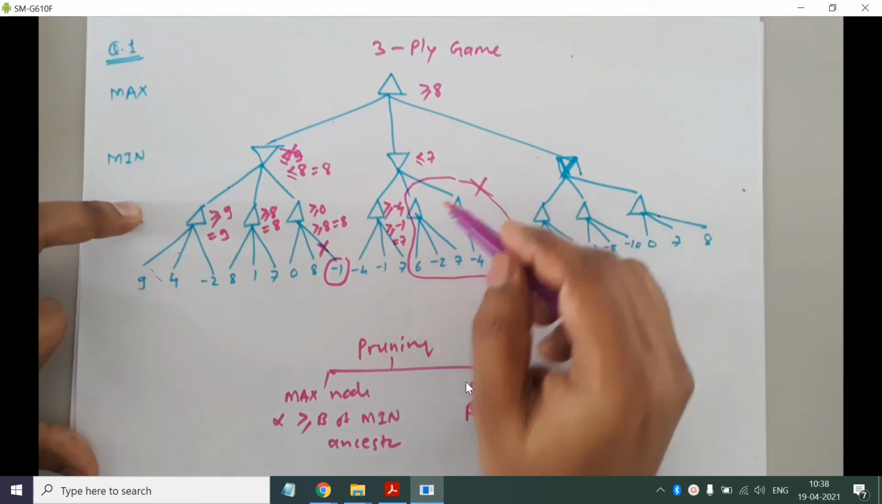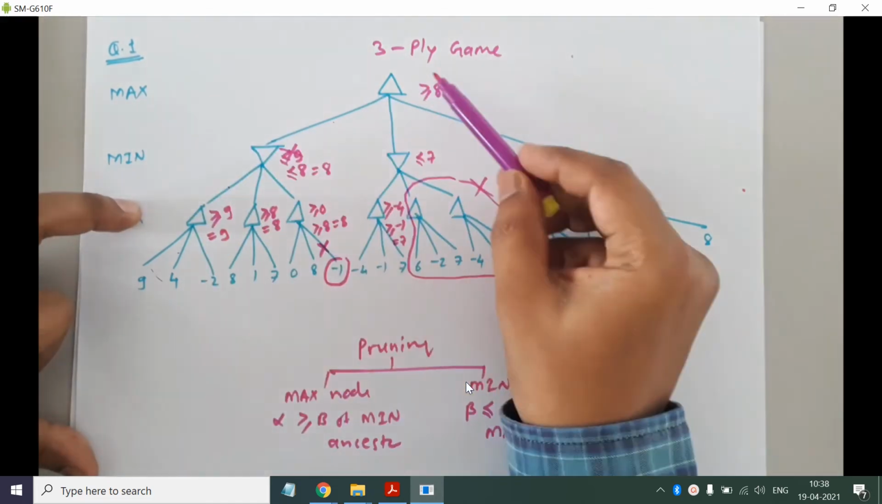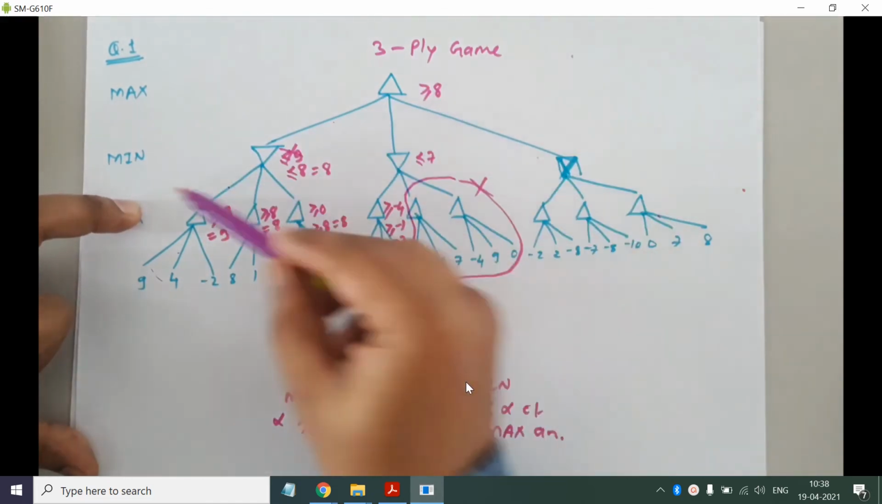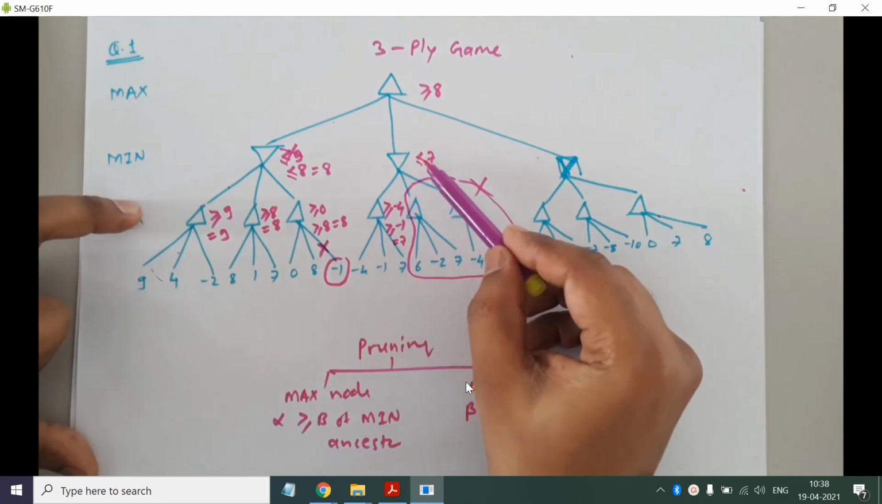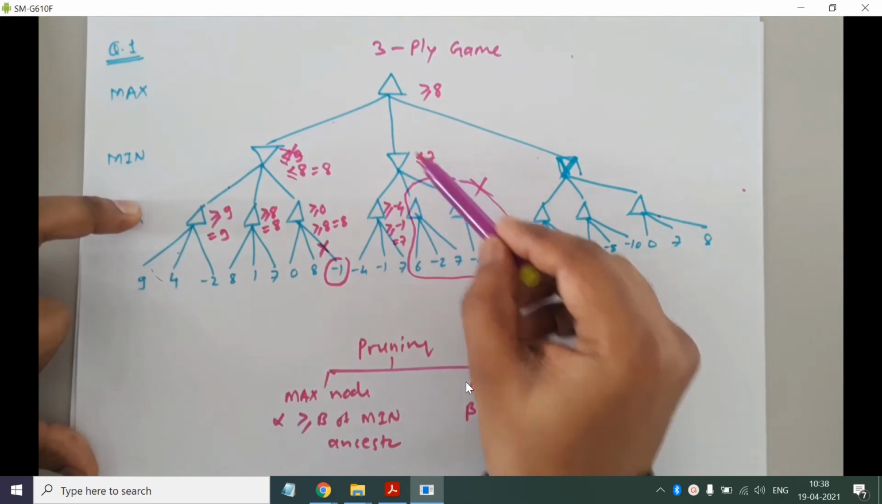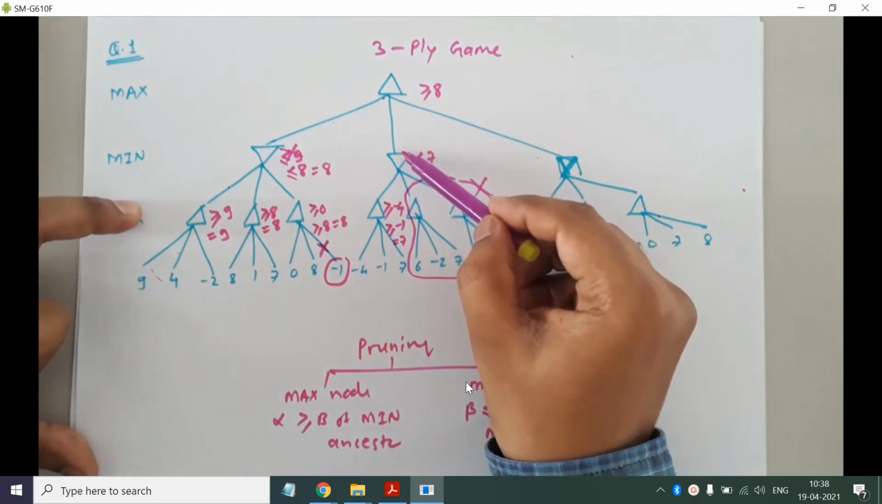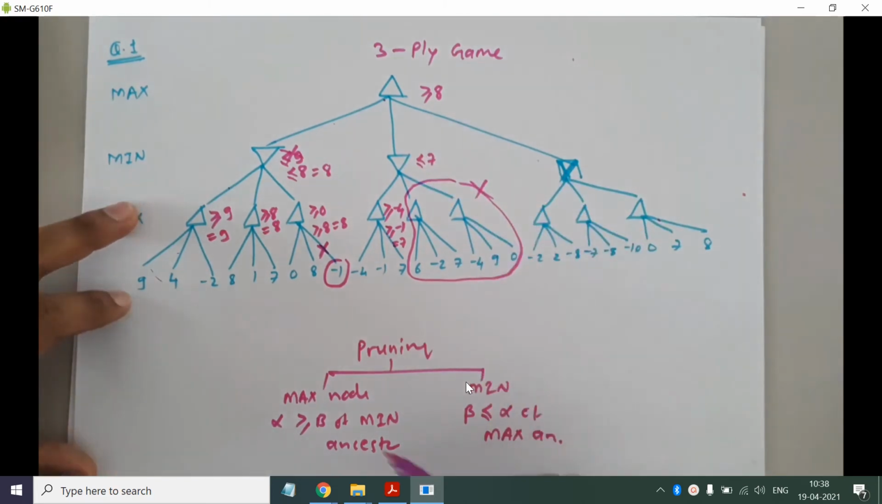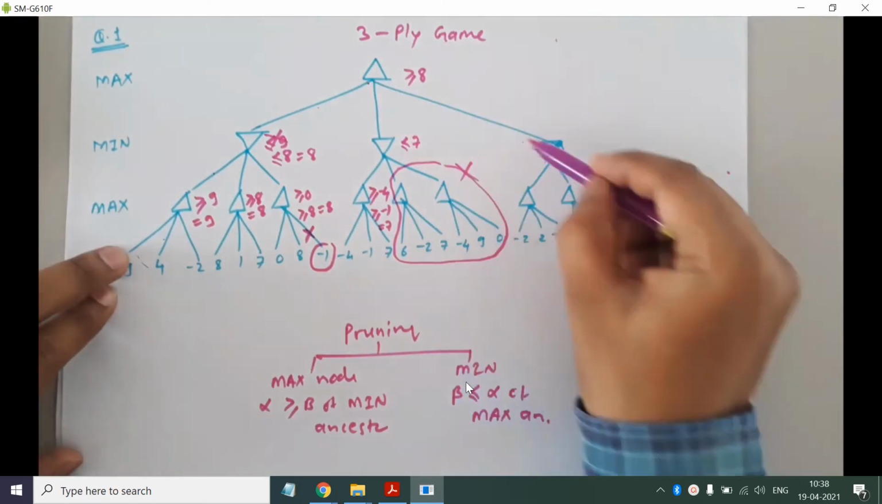Okay, getting my point? I repeat, max is expecting a value greater than 8, and min has the branch which will give value 7, right? So max will not come here, right? Okay, that is the meaning of these conditions. So we'll go to the third branch now.